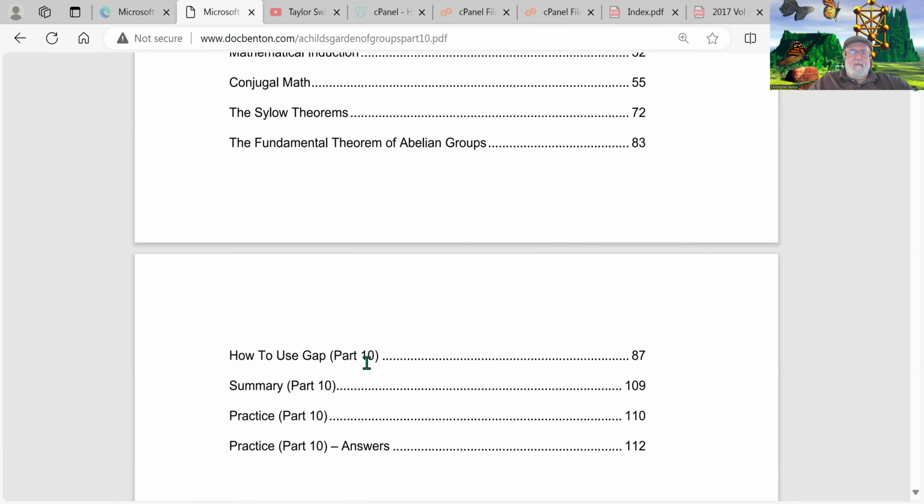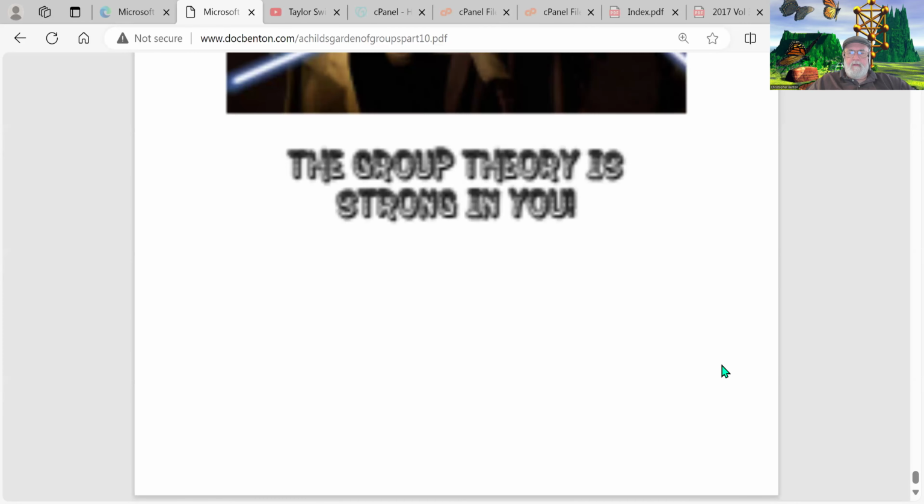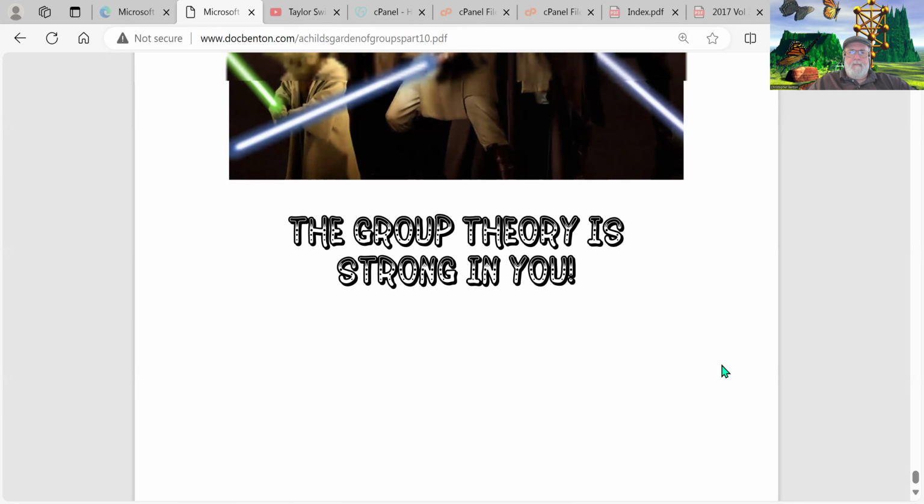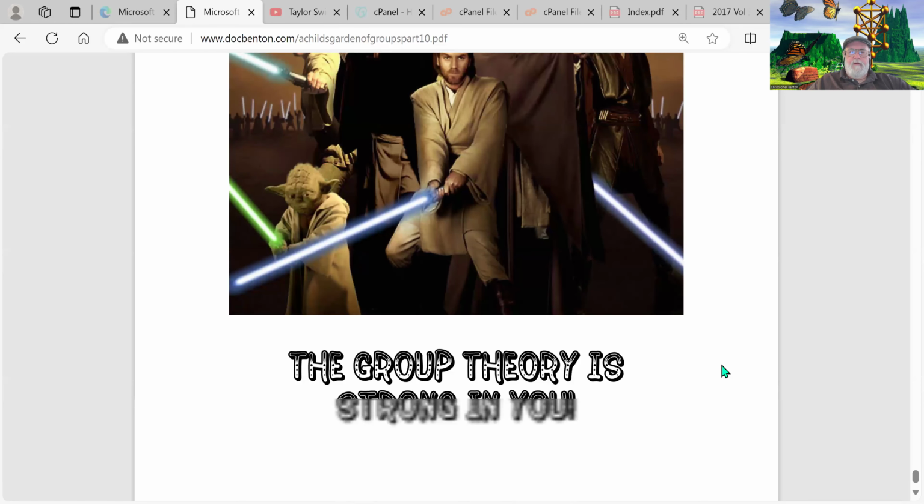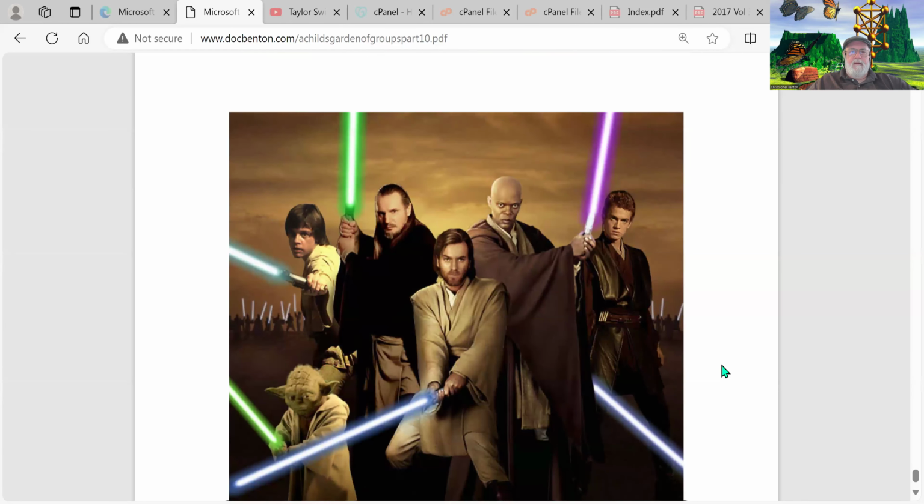And then, of course, there's also another tutorial on GAP, how to use GAP, part 10, summary of the whole thing, practice problems, and practice problems with the answers. And at the very end, let's see, another cool picture. The group theory is strong in you. If you make it this far, I can guarantee you will be strong in group theory.